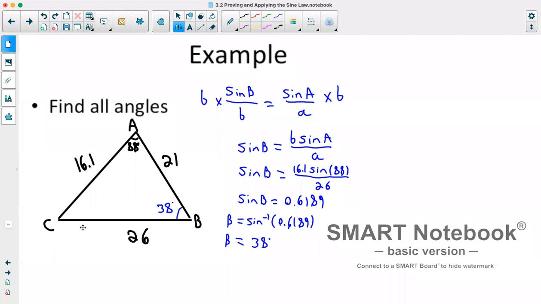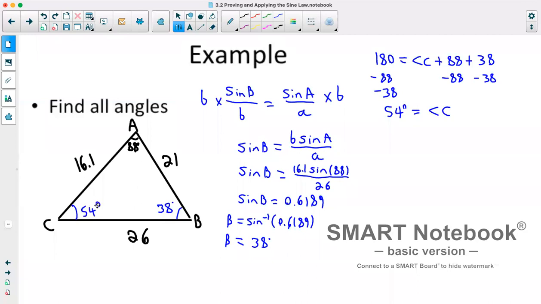Now, we know angles in a triangle must add up to 180, so we'll use that to get angle C. So we know 180 is equal to angle C plus 88 plus 38. So we'll subtract 88 and 38 from both sides. And that gives us 54 degrees is angle C. So we have now solved for all angles.